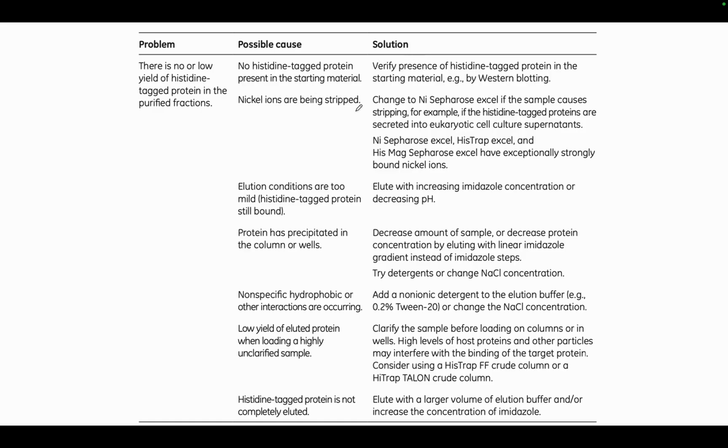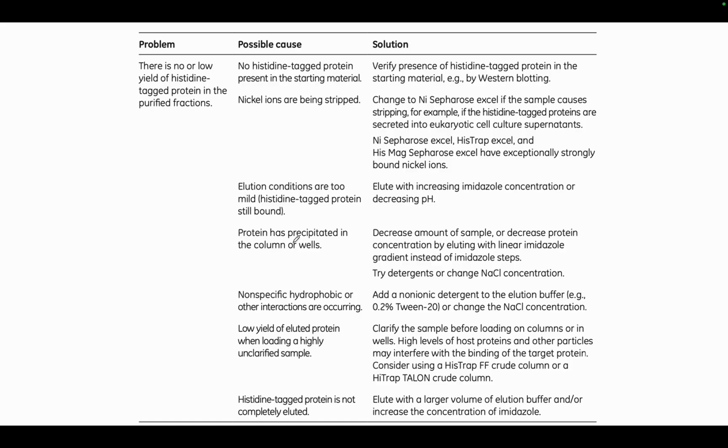Nickel ions are being stripped. Okay, that means that nickel ions are not staying in the matrix. They're coming out of the matrix. And so obviously they will not be able to effectively purify your protein. Elution conditions are too mild. That means our protein is still stuck in the column. It is not being competed out by our elution buffer. So then we should change the elution protocol. Either we can increase the imidazole concentration or we can look into something like changing the pH.